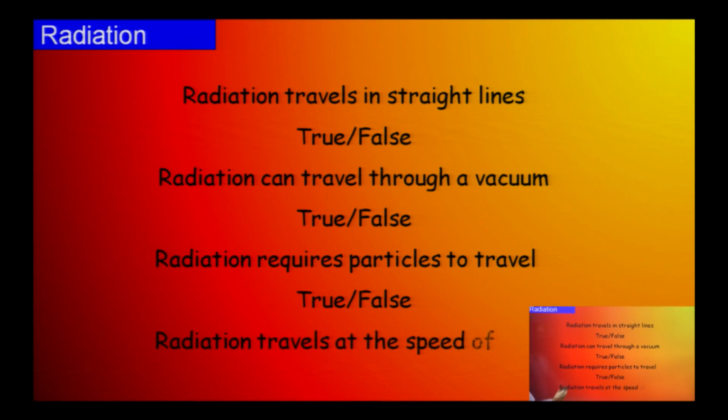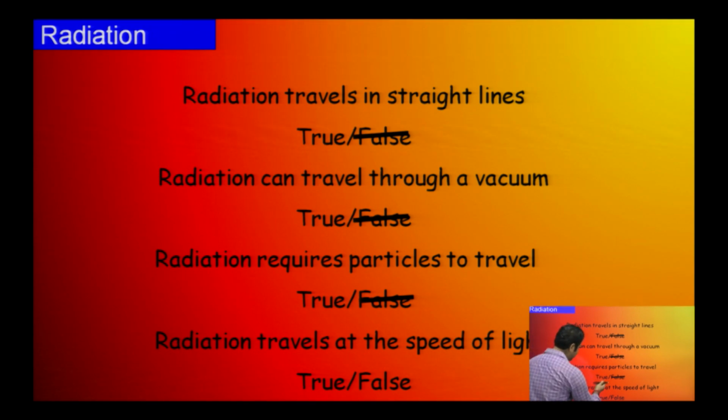Now these are certain questions. Radiation travels in straight lines. True. Radiation can travel through vacuum. True. Radiation requires particles to travel. Actually, it will be: radiation requires particles to travel. It is here, this is the correct one. Radiation travels at the speed of light. True, okay.